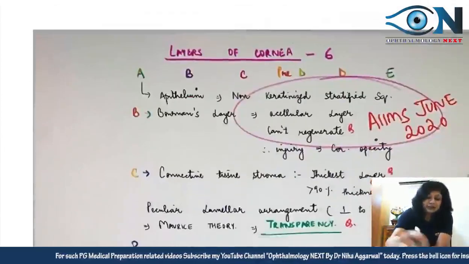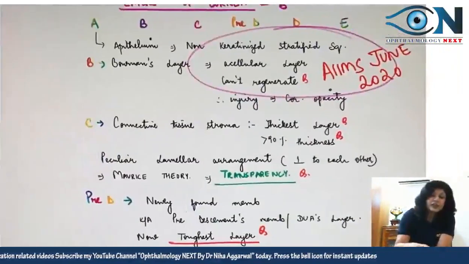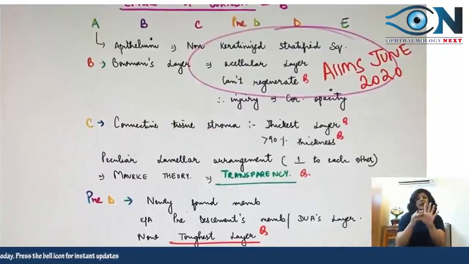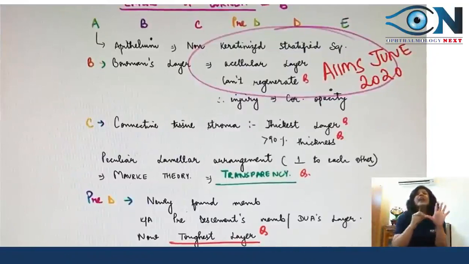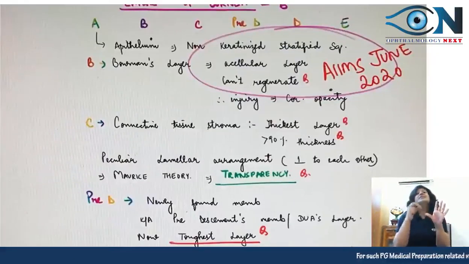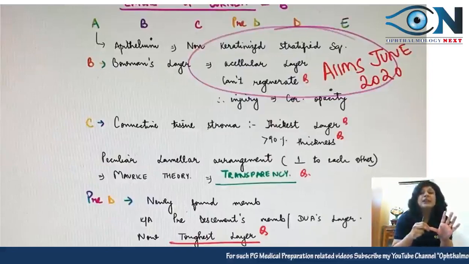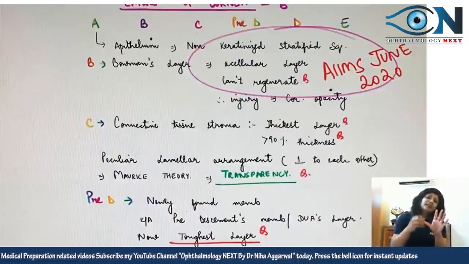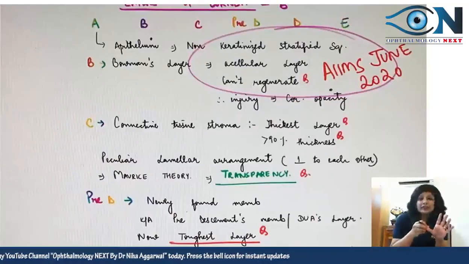Now, this we have discussed so many times in the classes: how do you name the layers of the cornea? I always say that it is A, B, C, pre-D, D and E. A is your epithelium. So it is non-keratinized, stratified, squamous epithelium. And epithelium is not very thick. It is just 10% of the corneal thickness.